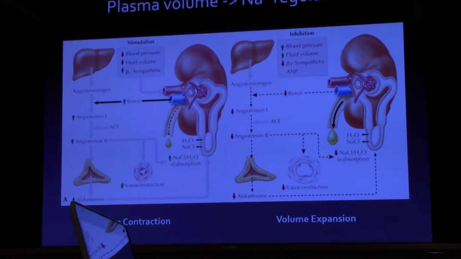On the right-hand side, we have volume contraction, meaning that you have decreased fluid volume, with it decreased blood pressure, and with it stimulation of the renin-angiotensin-aldosterone system, which leads to sodium reabsorption from the kidneys, thereby preserving blood volume. On the other side, you have the opposite being true, so you have increased blood pressure, which then turns off the RAS system, leading to decreased sodium reabsorption, and with it, diuresis.